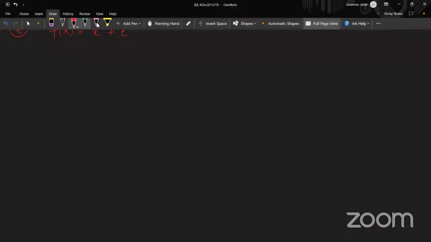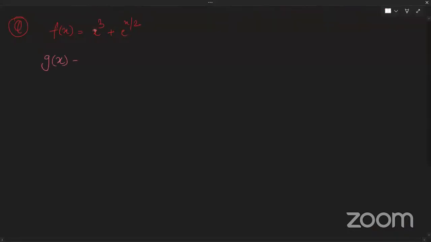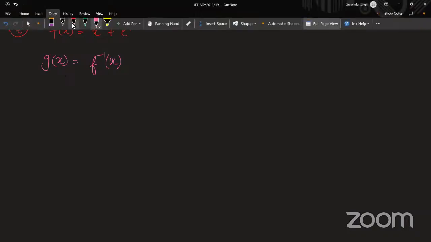So you have been given a function f of x whose value is x cube plus e raised to x by 2, that is e raised to x divided by 2. And you have been told that g of x is a function that is the inverse of f of x. Does everyone know the meaning of the inverse of a function? We have discussed it, everyone. Remember?